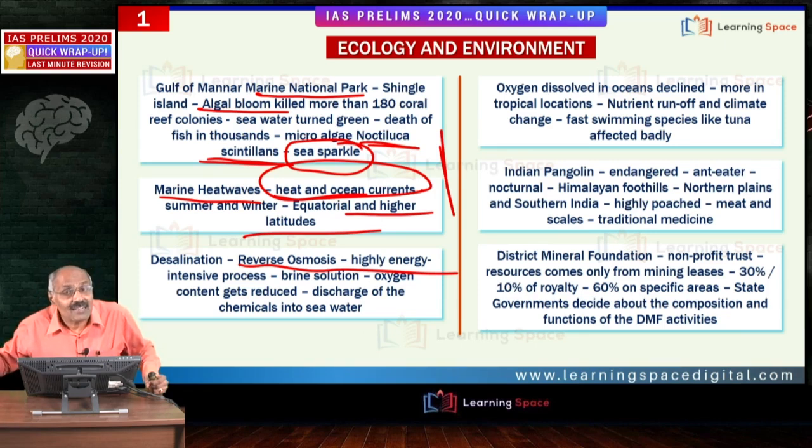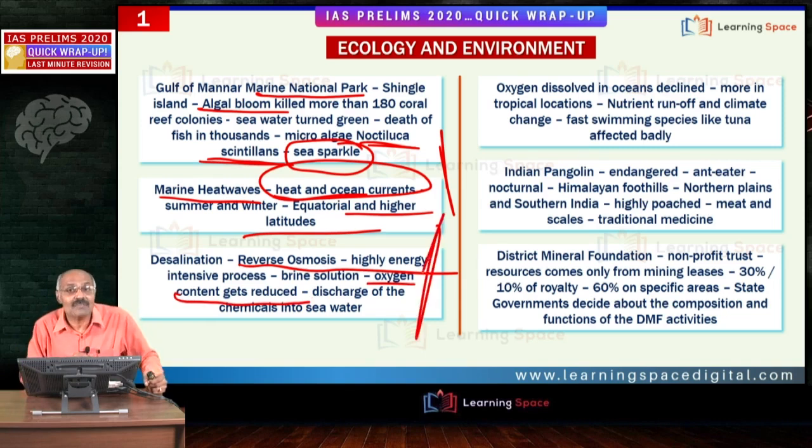Friends, already temperature is increasing because of global warming, and there is high salt content in the brine solution. Because of these two reasons, some areas are devoid of oxygen, right? So friends, oxygen content gets reduced, right? And another important aspect is they discharge chemicals into seawater. Why do they discharge chemicals into seawater?